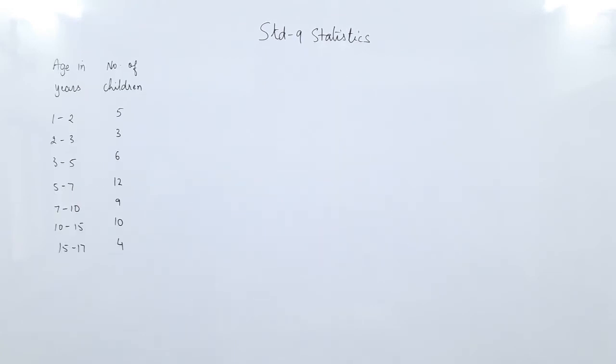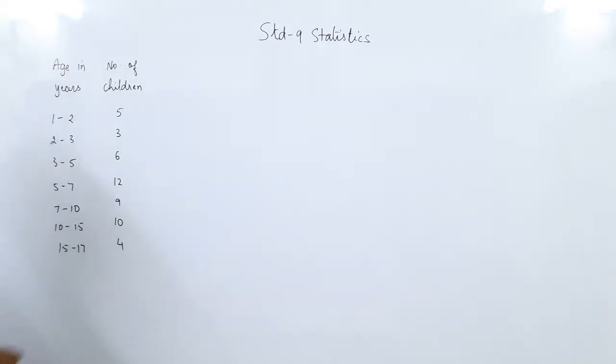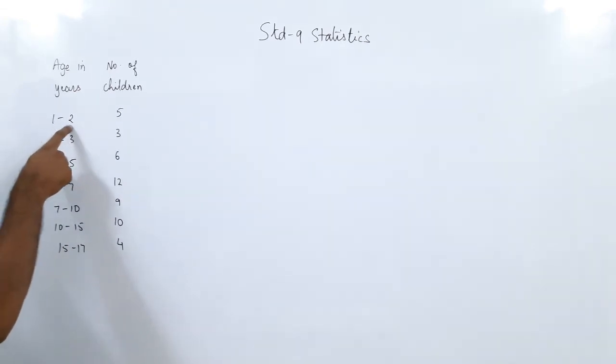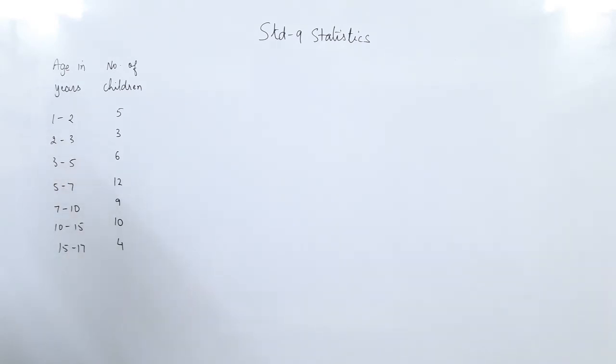Okay. In this sum we are given the age in years and the number of children. So the survey is taken. There are 5 children between 1 and 2 years of age, 3 children between 2 and 3 years of age, 6 children between 3 to 5 years of age, and so on. And we have to draw a histogram.